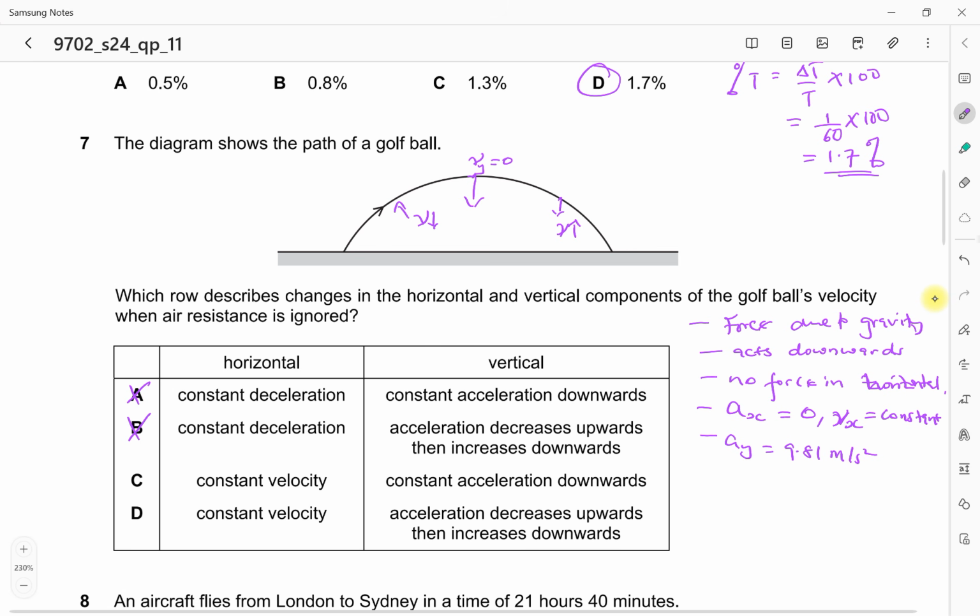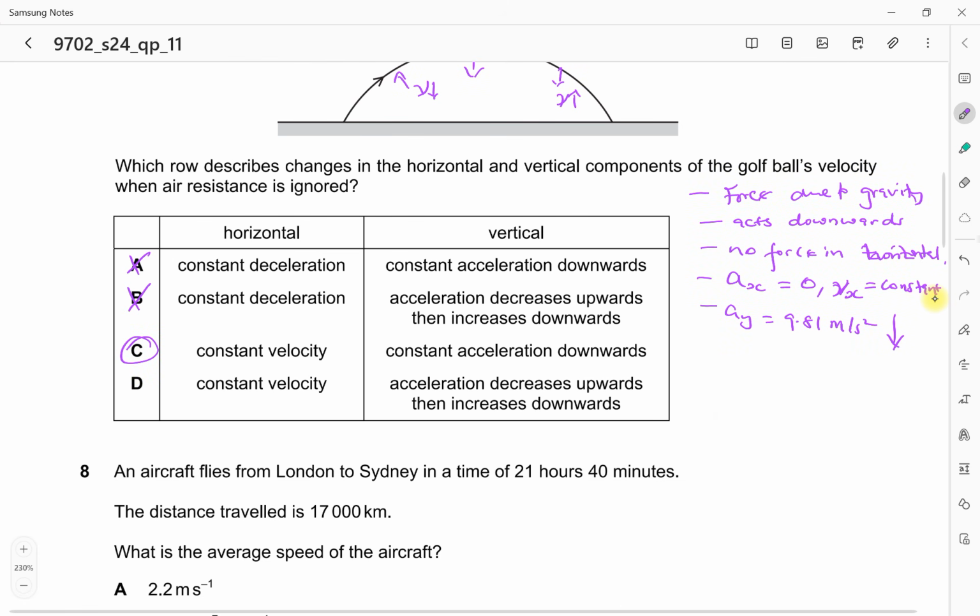So we have to choose between C and D. If the velocity in the horizontal is constant, then the acceleration must be constant. It is always acting downwards, so the answer is automatically going to be C. The acceleration is 9.81 and it acts towards the center of the Earth because it depends on the mass of the Earth, so it is constant.